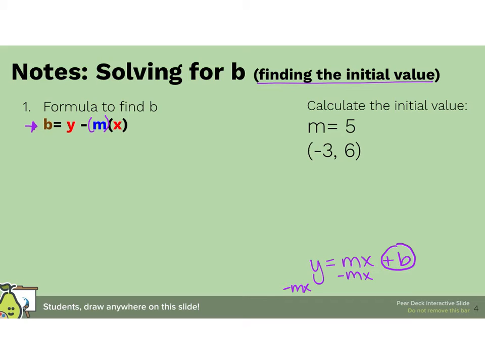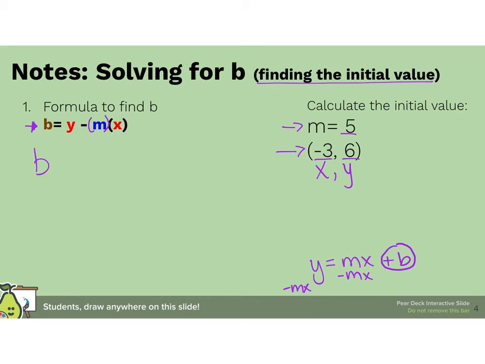So I want to find the initial value when the slope is 5 and you have this point. Okay? So I've given you the m, and guess what? I've also given you the x and the y. All these letters and numbers, I know. Just remember, x and y always represent an ordered pair. M is your slope, b is your y-intercept. So we have all of the information except we don't know what the y-intercept is.